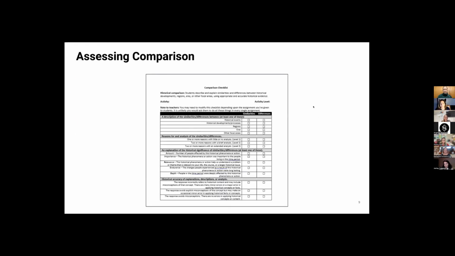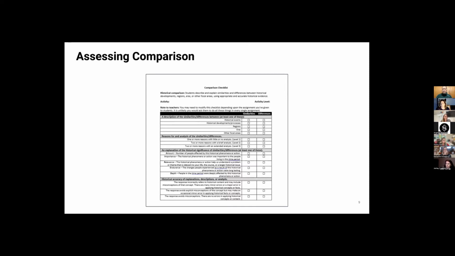Okay, so here is our first tool that is being dropped in. This is what we call our comparison checklist. In all of our classrooms, we think about skills, right? How are students progressing through? Where are there gaps? Where do we need to coach them up, or where are things kind of missing?